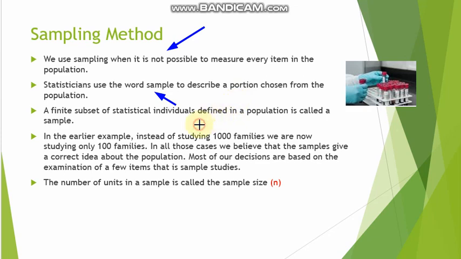A finite subset of statistical individuals defined in a population is called a sample. In the earlier example, instead of studying 1000 families, we are now studying only 100 families. In all those cases, we believe that the sample gives a correct idea about the population. The number of units in a sample is called the sample size, and it is always denoted by small n. Then what are the advantages of the sampling method over the census method?